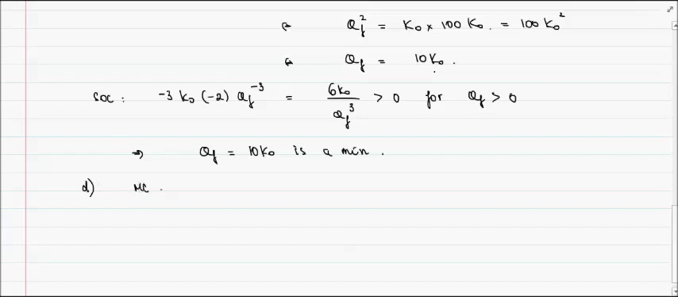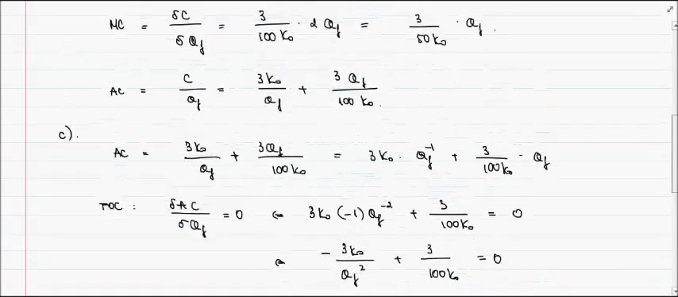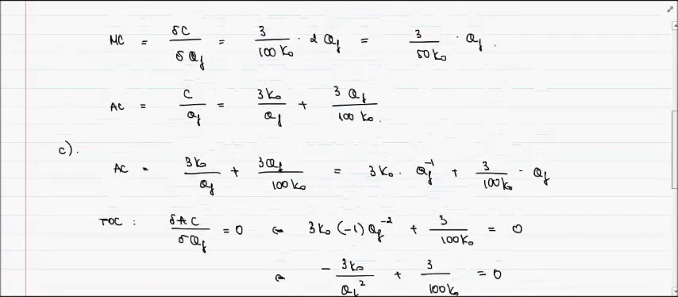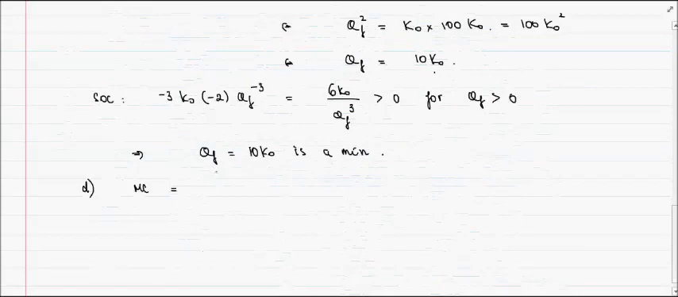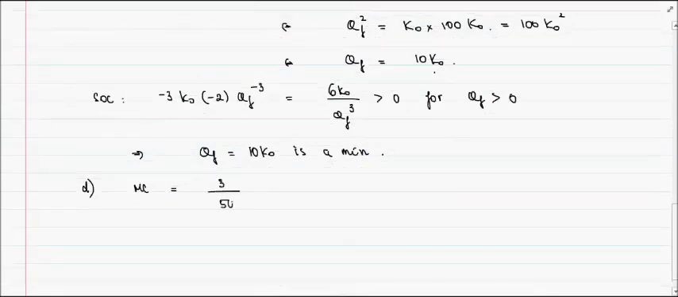Okay, so the marginal cost for the firm that we found earlier is 3 on 50K0 times QF. Okay, and so given that QF equal to 10K0, so K0 cancels with K0, that becomes 30 on 50, which is 3 on 5.